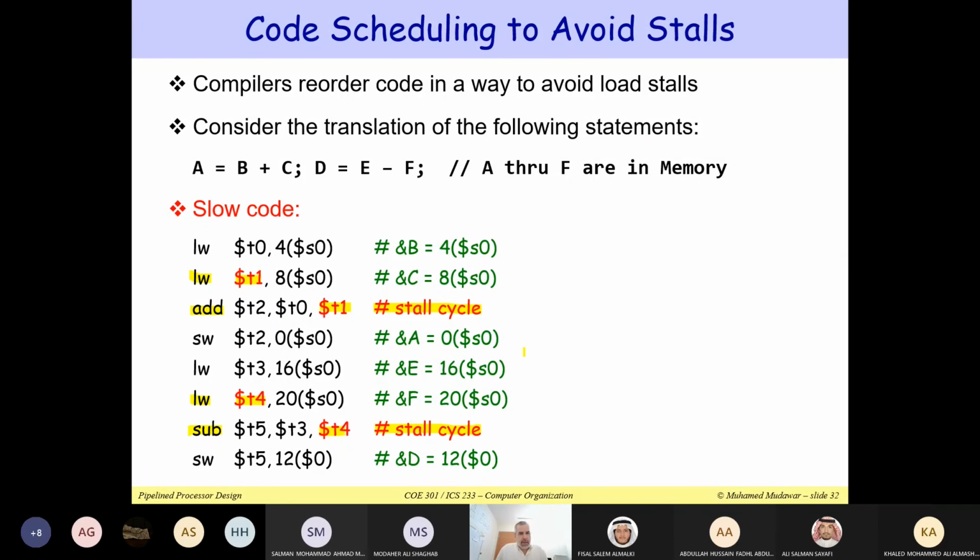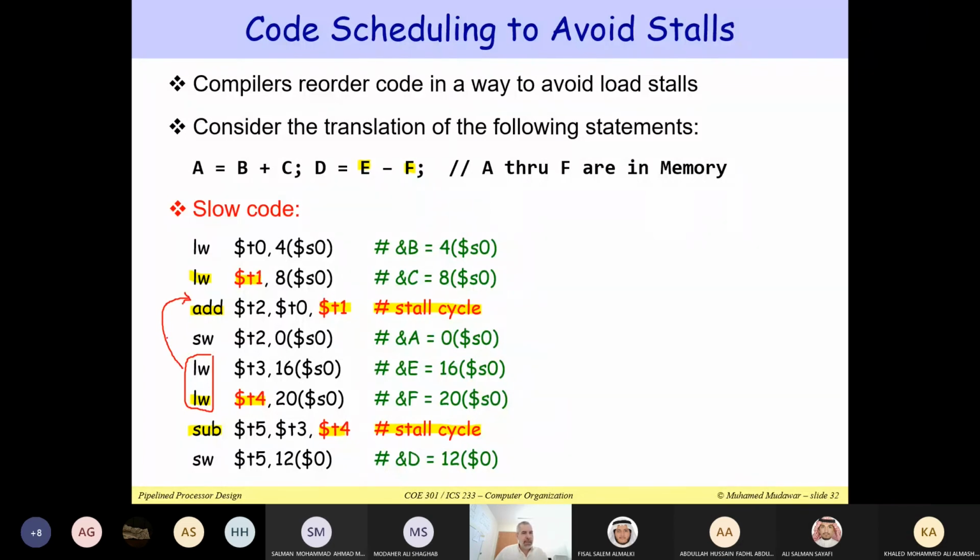Now here the software, the compiler, can do scheduling of these instructions. The meaning of scheduling is that it can reorder these instructions without changing the meaning. Notice that loading the value of E and F has nothing to do with the computation of B plus C and storing the result in A. So these two load instructions, let me use my pen tool here, can be moved up before the add instruction.